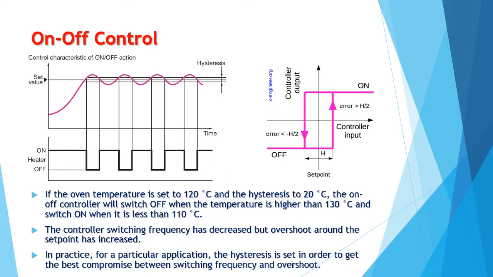For our particular example, if the oven is set to a temperature of 120 degrees Celsius, this is the set point value, and the hysteresis to 20 degrees Celsius, the on-off controller will switch off when the temperature is higher than 130 degrees Celsius, no longer 120, and switch on only when it is less than 110 degrees Celsius. The controller switching frequency has decreased, but the variation of the temperature, or the overshoot, around the set point has increased.